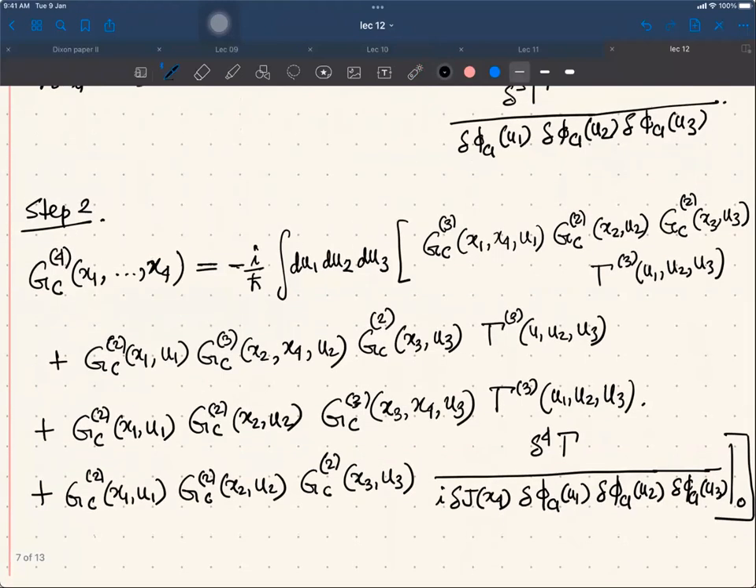Then we now go to step 3 and manipulate each of these 4 terms in different ways. We'll see what picture emerges from it.